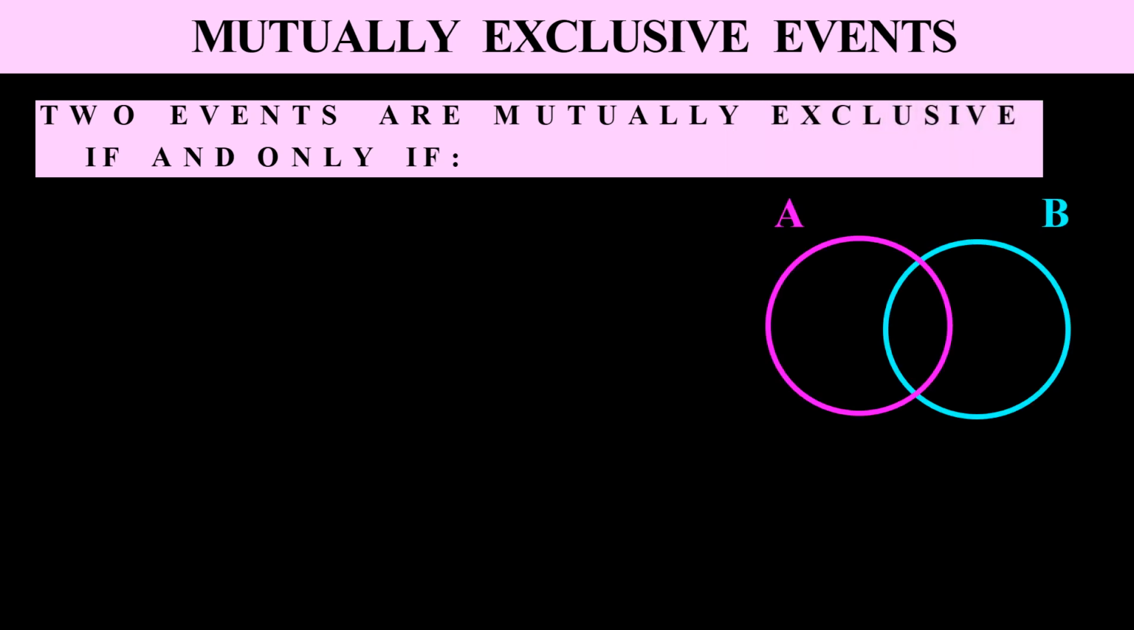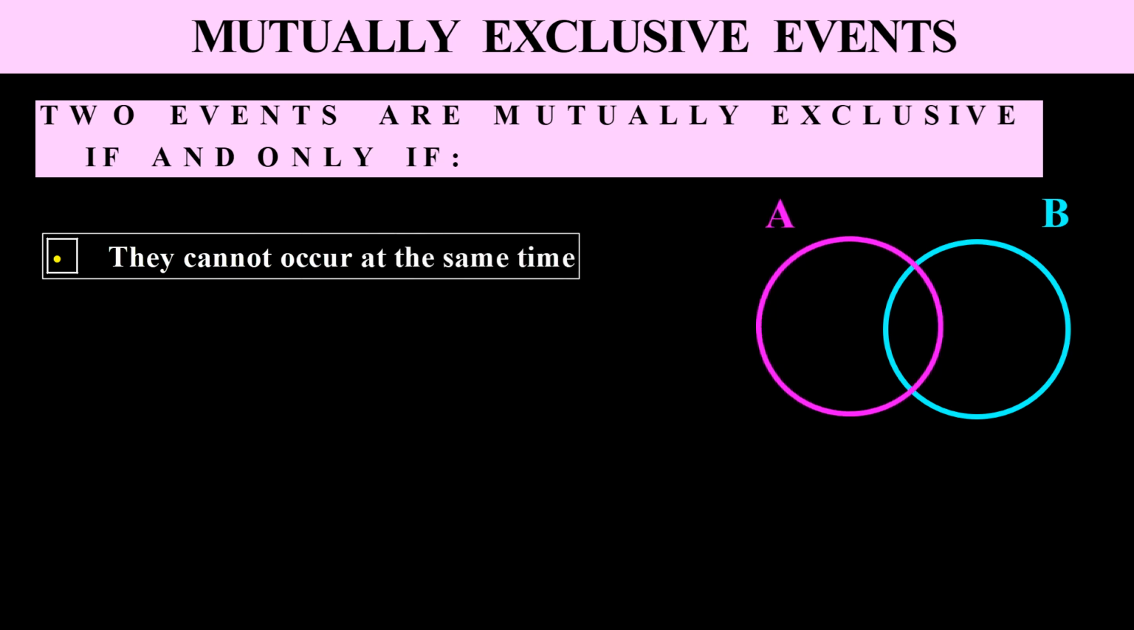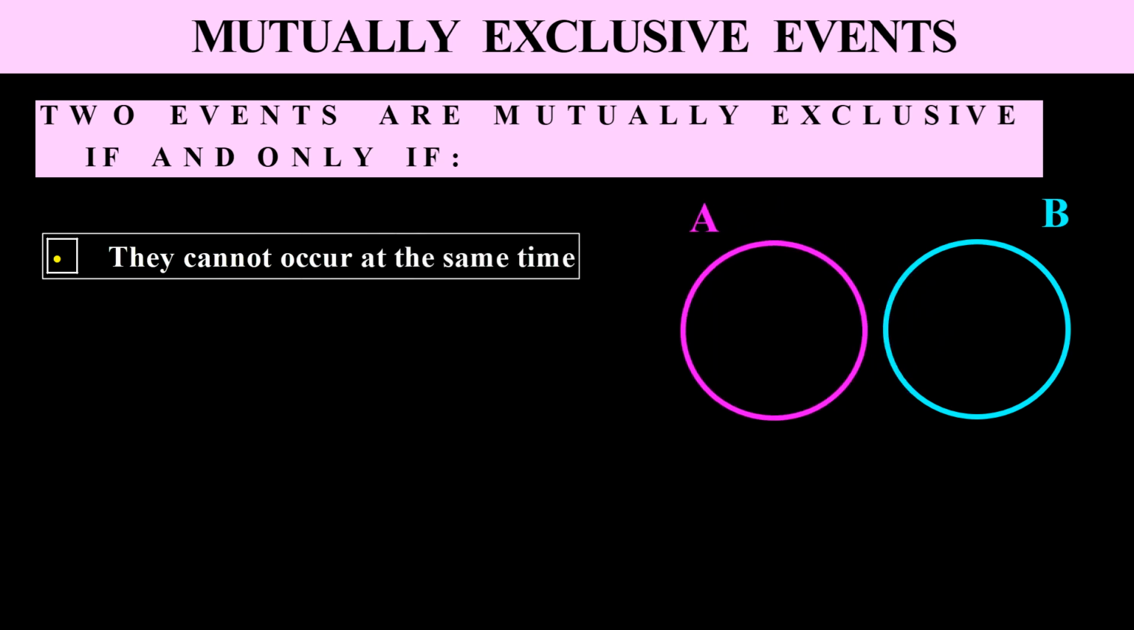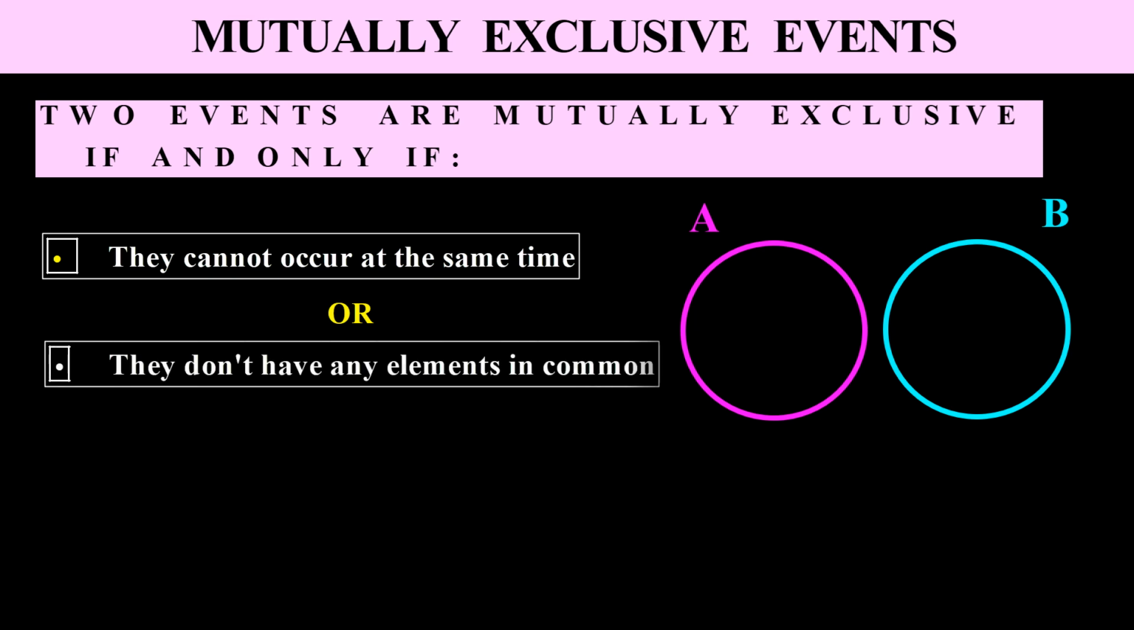Now, two events are mutually exclusive if and only if, so there's two events, the first one is they cannot occur at the same time. So that's one of the main requirements of being mutually exclusive. Or they don't have any elements in common. You can see they have nothing in common there. They don't overlap. So the intersection of the two is empty. There's no intersection. And the probability of A and B is 0.